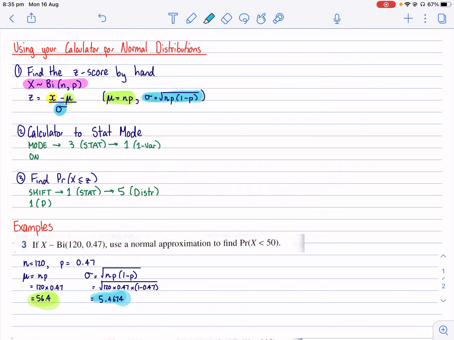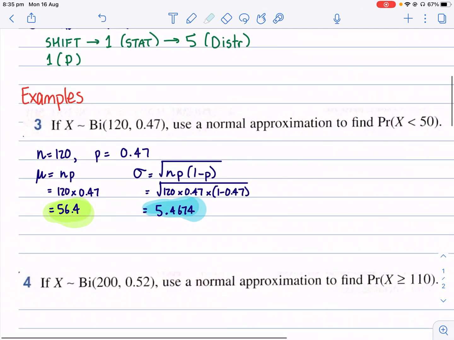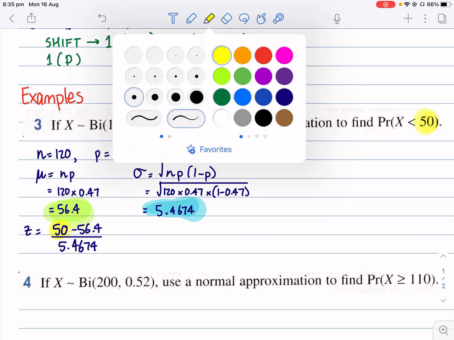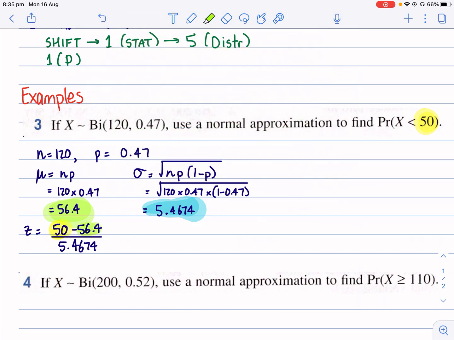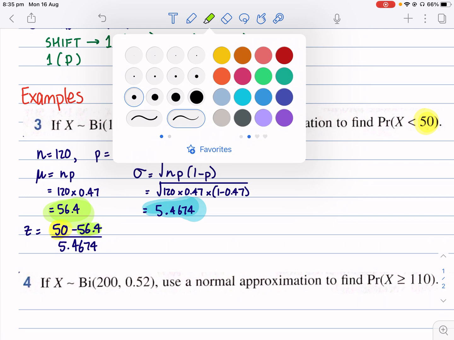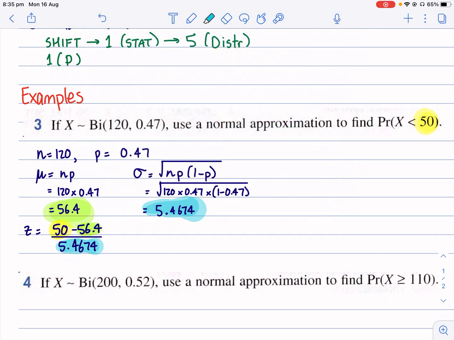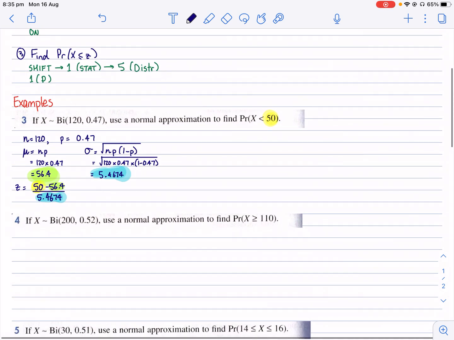We also found the standard deviation. We've been told a particular score we want the probability for. So we need to do z equals 50 minus 56.4 over 5.4674. So that's the particular score we're after. This is the mean of the data. And this is the standard deviation we found.